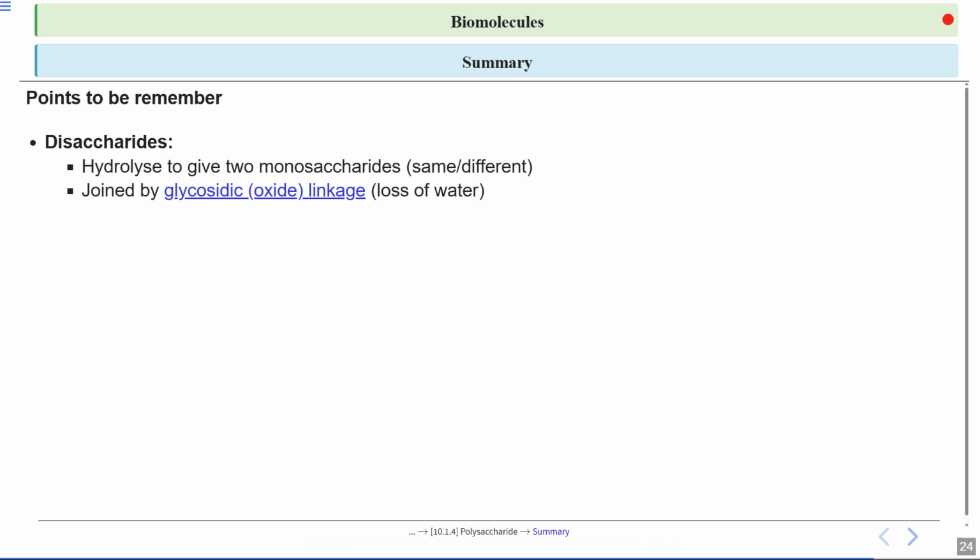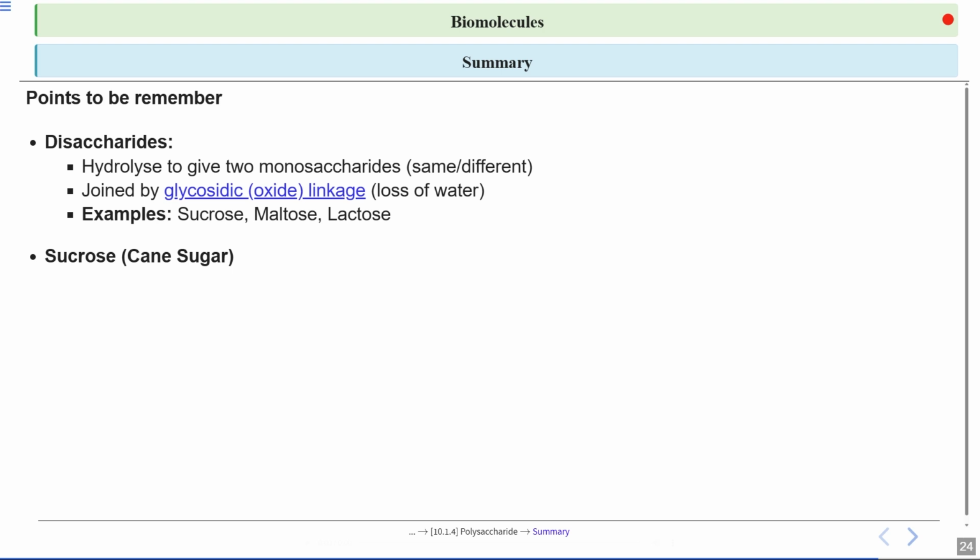Now, how are these monosaccharides joined together? They are connected by a special type of bond called a glycosidic linkage, also called an oxide linkage. Some common examples of disaccharides include sucrose, maltose, and lactose.